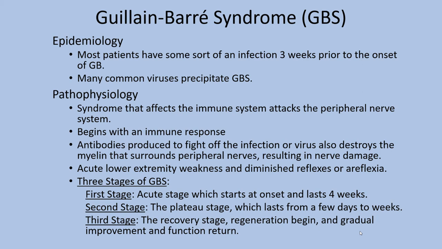that really affects the immune system. A lot of this is immune system driven, and it attacks the peripheral nervous system. So it's our body attacking the peripheral nervous system. We talked about infections about 3 weeks prior to onset of symptoms. Some of the infections can be respiratory or gastrointestinal, which tend to be the most common sources.